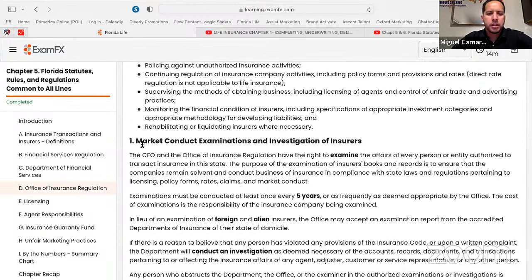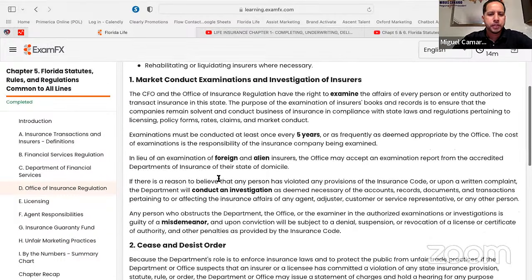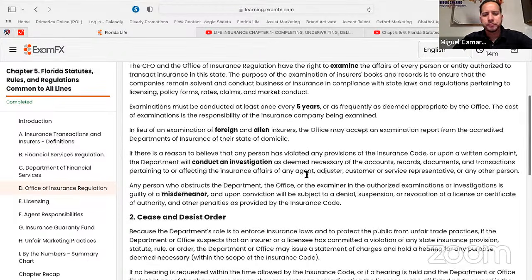Let's just see what this is. Market conduct examination and investigation of insurers. The CFO and Office of Insurance Regulation have the right to examine the affairs of every person or entity authorized to transact insurance in this state. Examinations must be conducted at least once every 5 years, or as frequently as deemed appropriate by the office. In lieu of the examination of foreign or alien insurers, the office may accept examination reports from accredited departments.